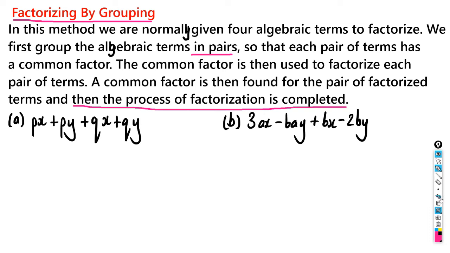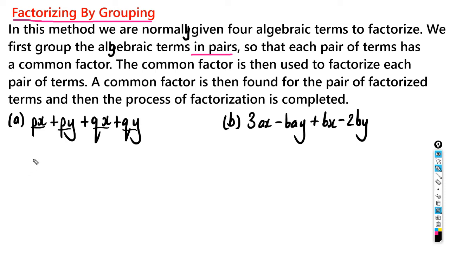All right. So let's just look at some examples right away. I really want you guys to get familiar with this. So the first thing we need to do is group the like terms, right? We see here that we have a px and a qx, a py and a qy, right? So that's the first thing I'm going to do.